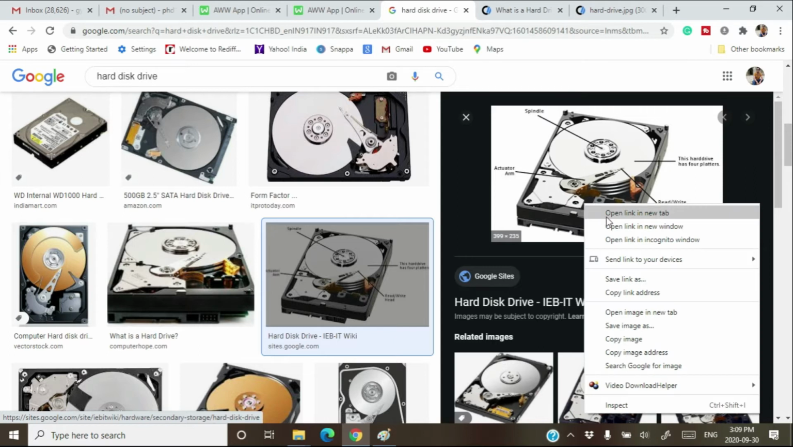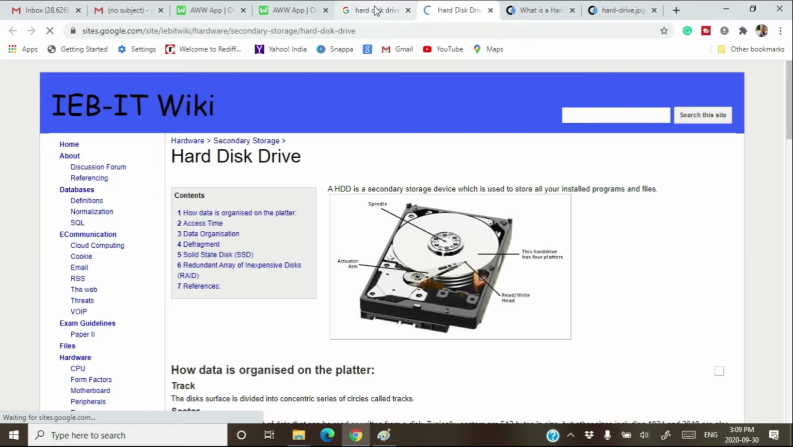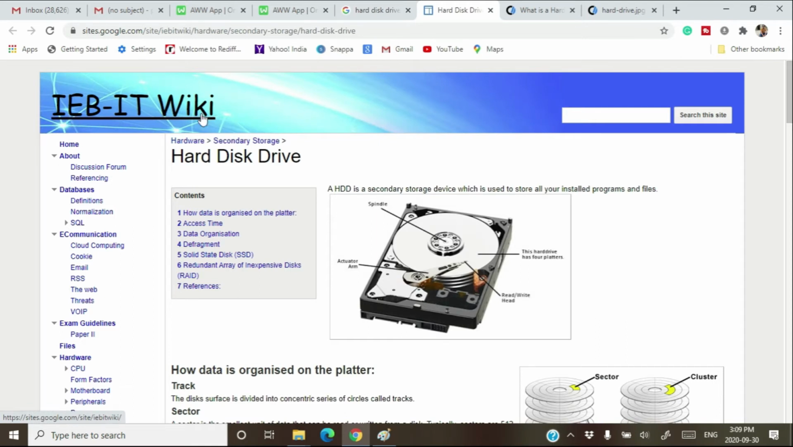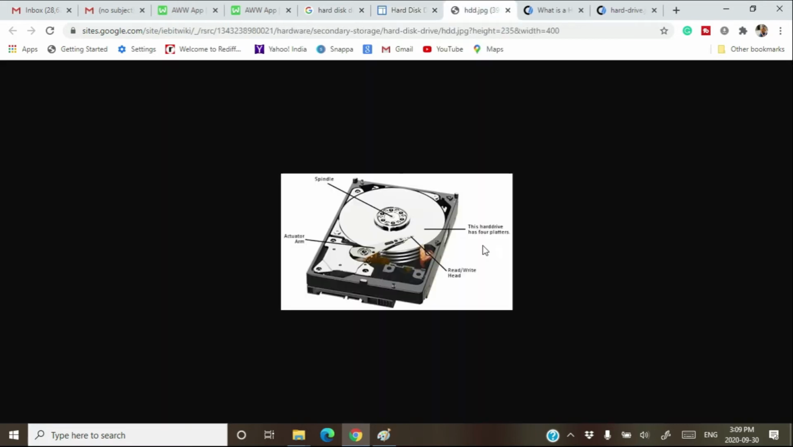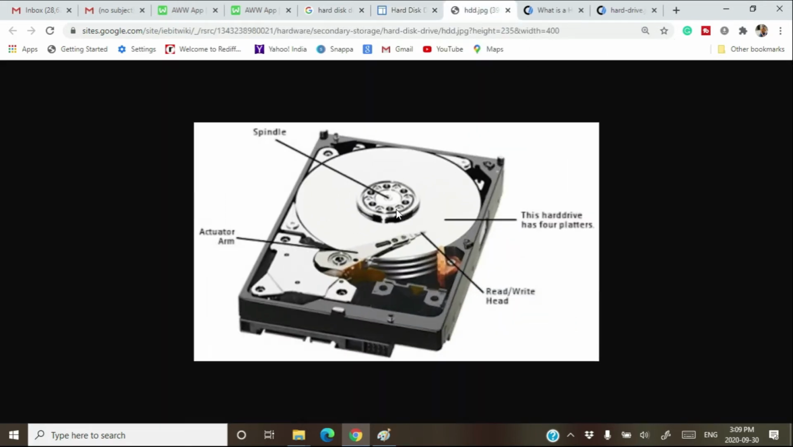Let's open this picture in a new tab. All the credit goes to Lab IT Wiki. Now you see here the axis on which these platters revolve is called the spindle. The head revolves around the axis. The arm on which the head is connected is called the actuator arm. The head is here and this is the disk surface. This hard drive has 4 platters, you can see. One head is here, other heads are going inside the disks.